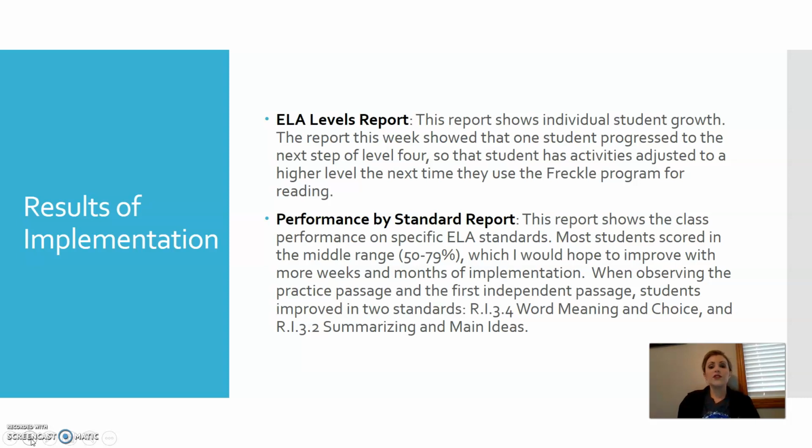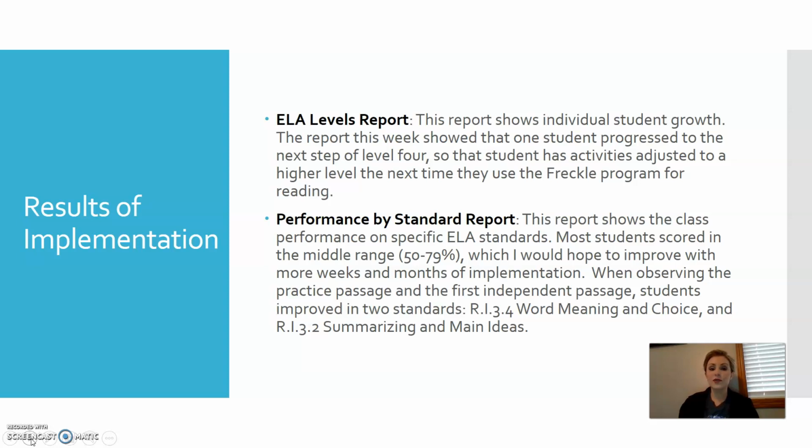The ELA Levels report, after 1 week of implementation, ended up showing the individual student growth and showed that 1 student progressed to the next step of level 4. So there are 3 different levels, and so instead of just being at 4A, they were now at 4B. And so that student had their activities adjusted to a higher level for the next time that they use the Freckle program for reading comprehension.